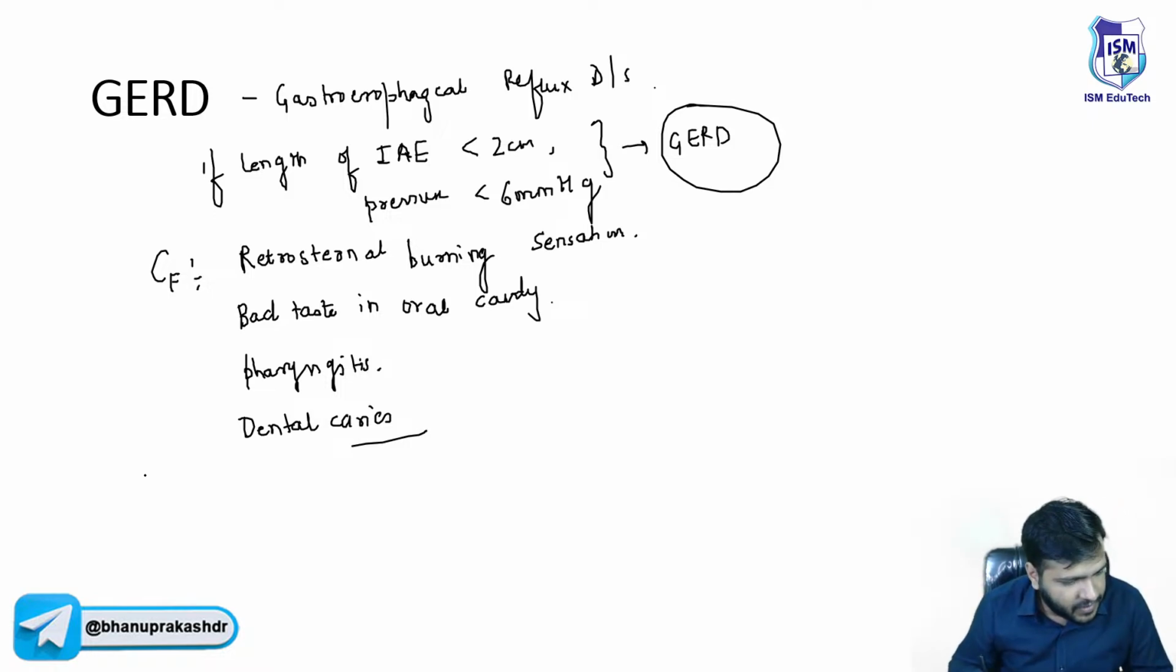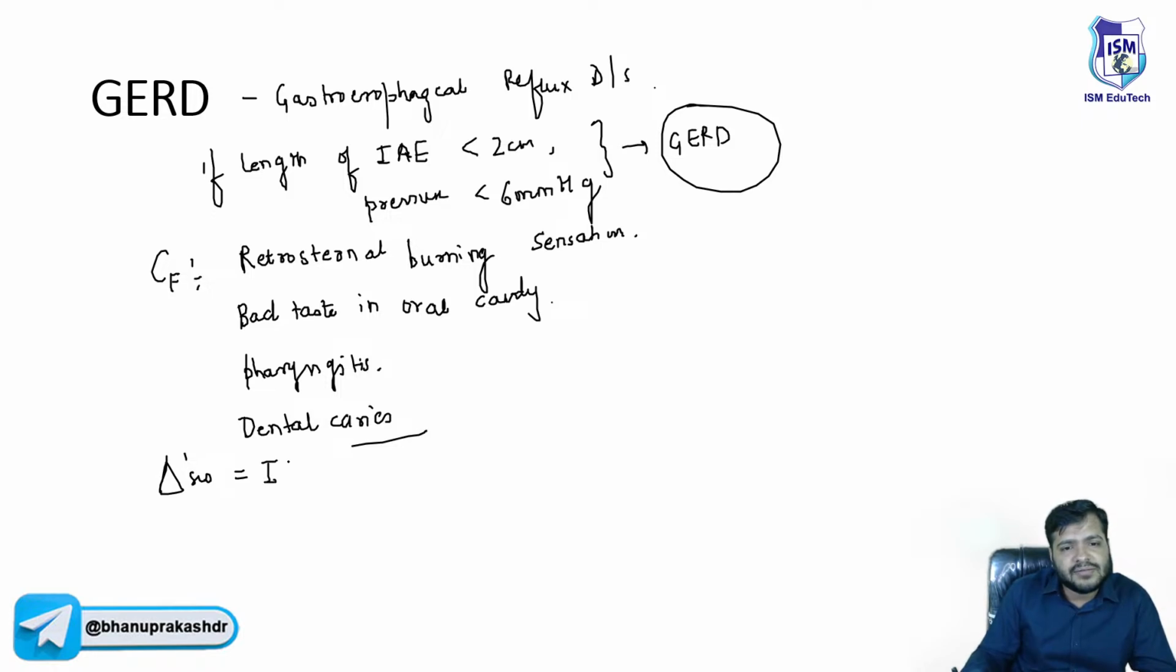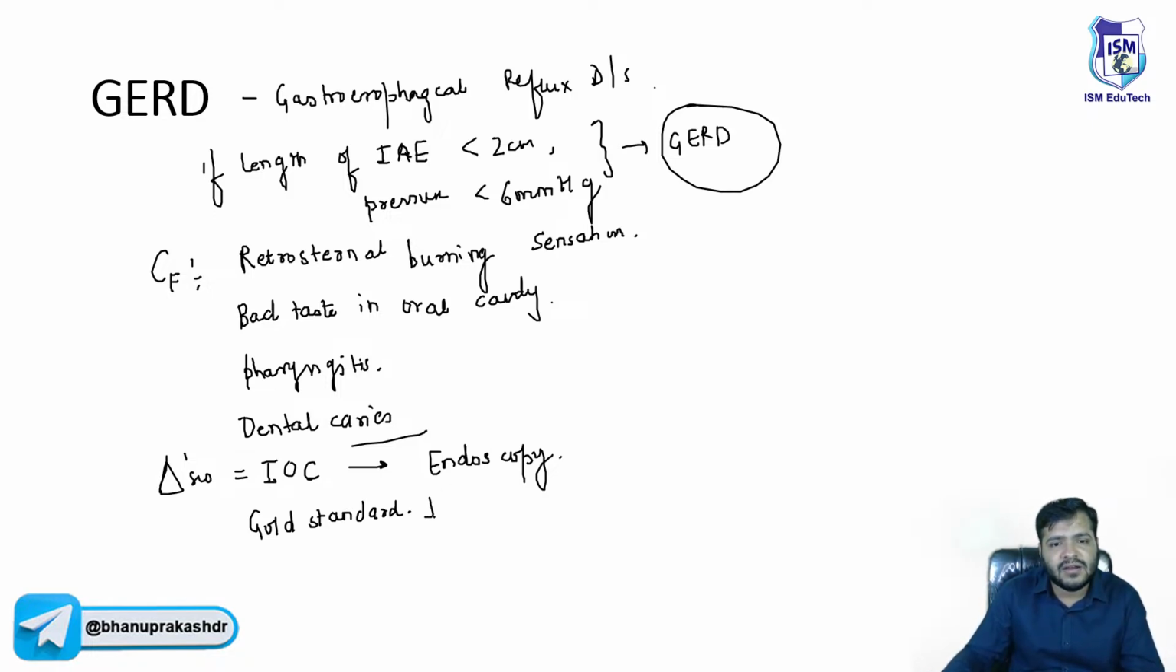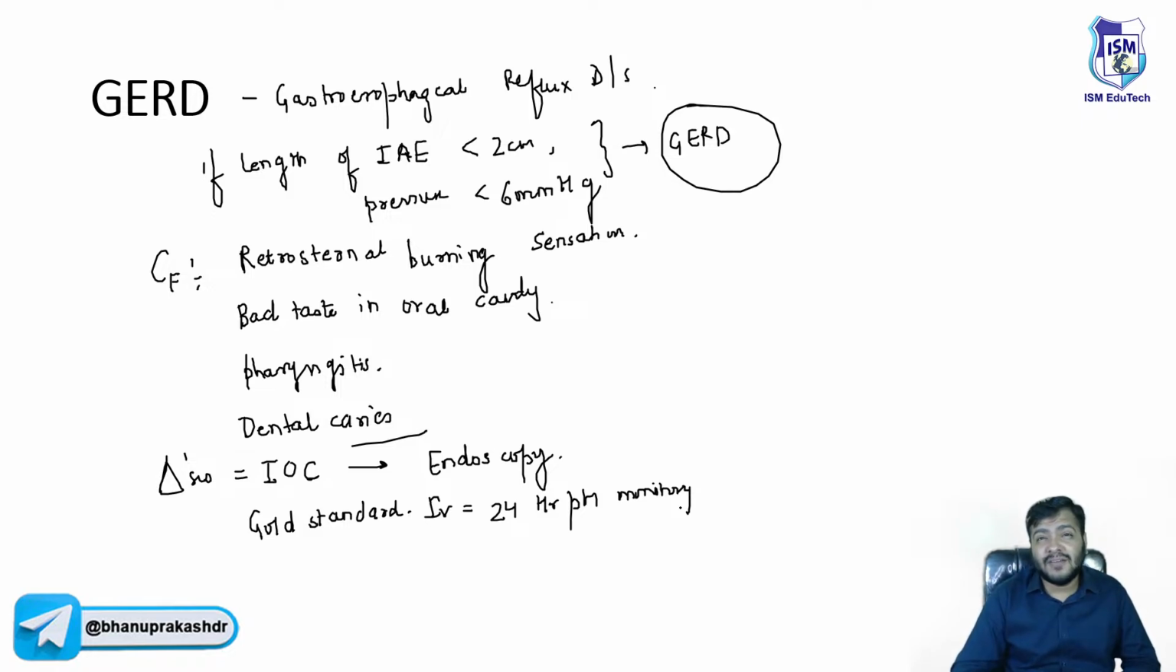Now, on diagnosis there are two questions. What is the investigation of choice? It is endoscopy. And what is the gold standard investigation? It is 24-hour pH monitoring. We keep the pH probe about 5 centimeter proximal to the gastroesophageal junction. If the pH is less than 4, it is acidic, and if it is less than 4 for more than 4% of time in a 24-hour period, then GERD is confirmed. So two questions: investigation of choice and the gold standard.